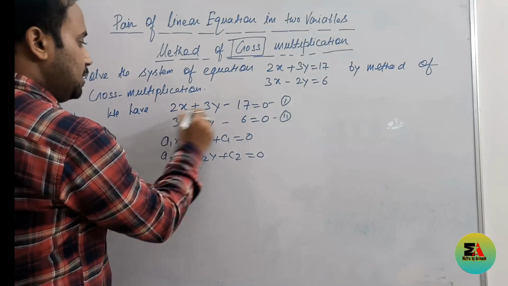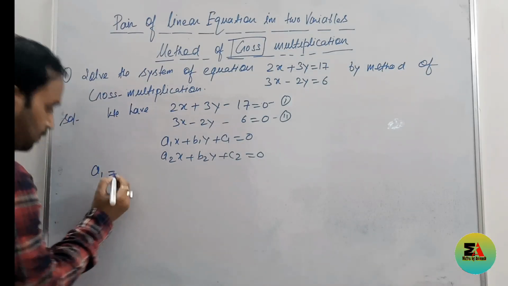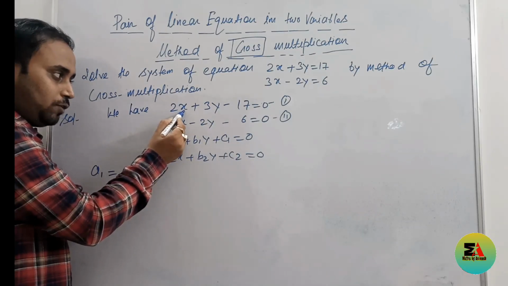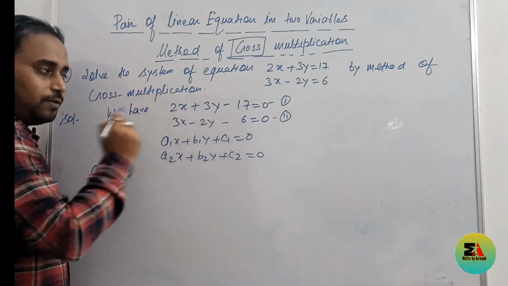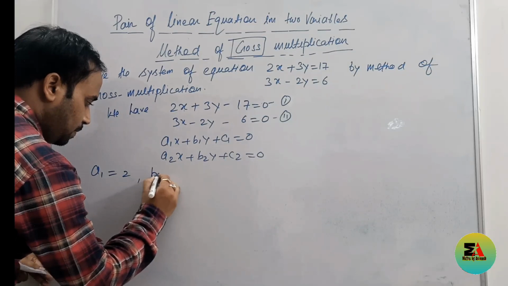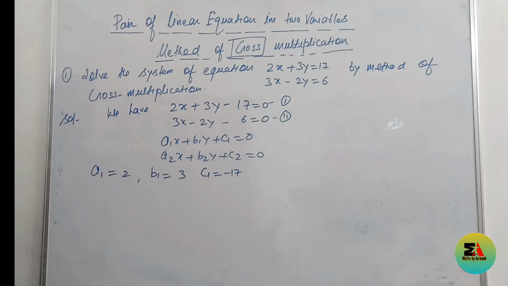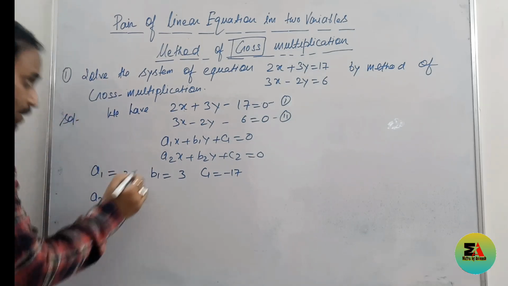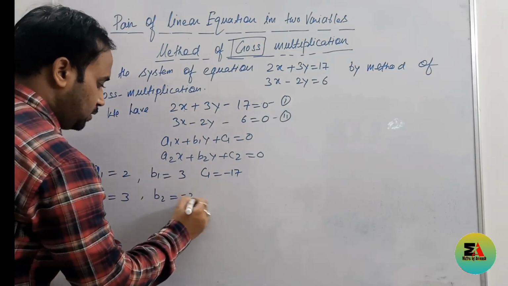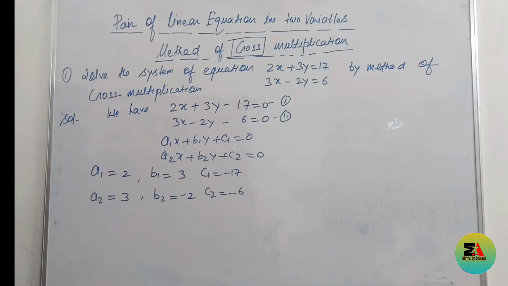Now write this in this way. In the first equation, the coefficient of x is a1, the coefficient of y is b1 and the constant is c1. So a1 is 2, b1 is 3 and c1 is minus 17. Clear? Same as the second equation: a2, the coefficient of x, is 3, b2 is minus 2, c2 is minus 6. I hope up to this is clear.